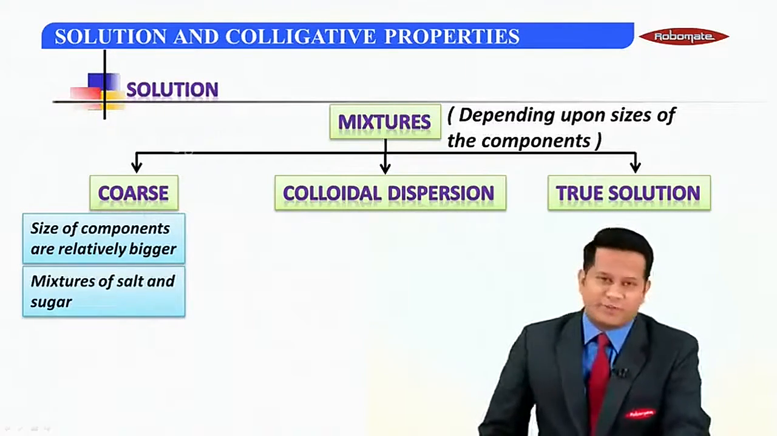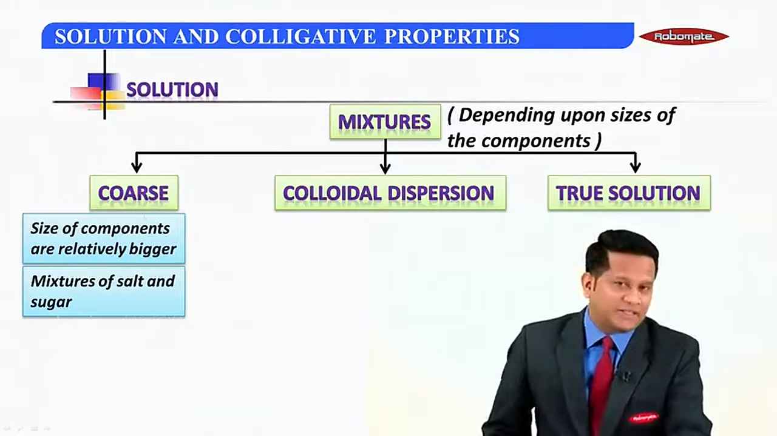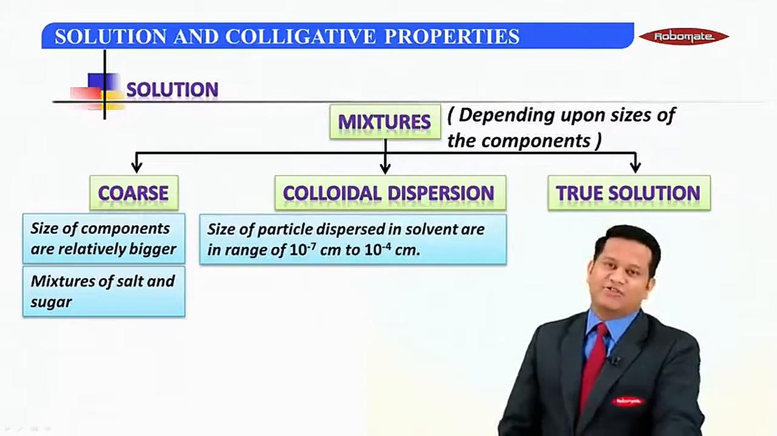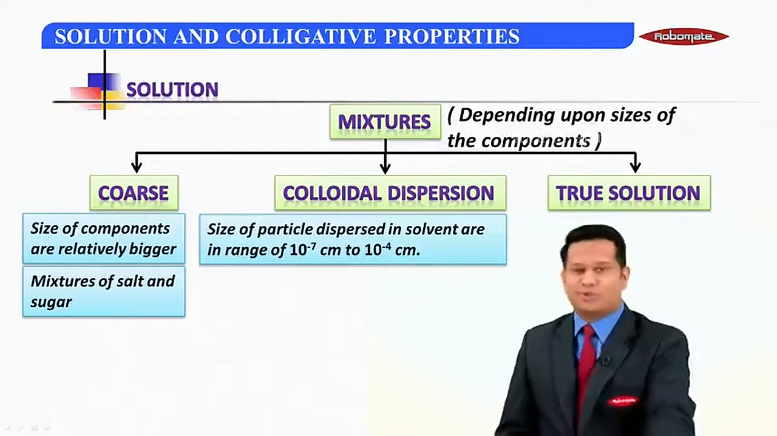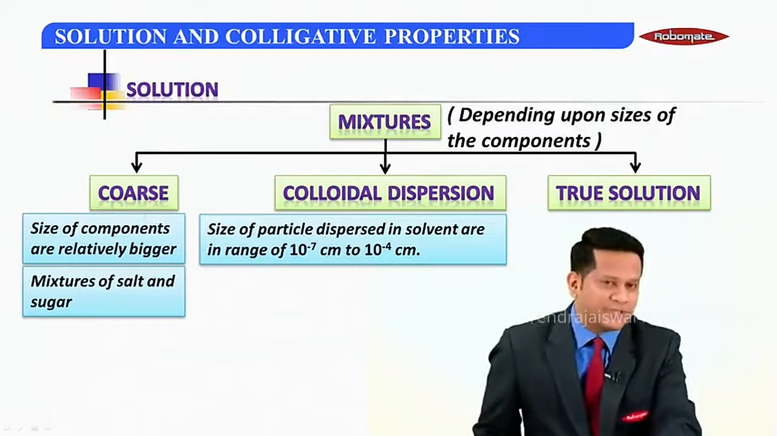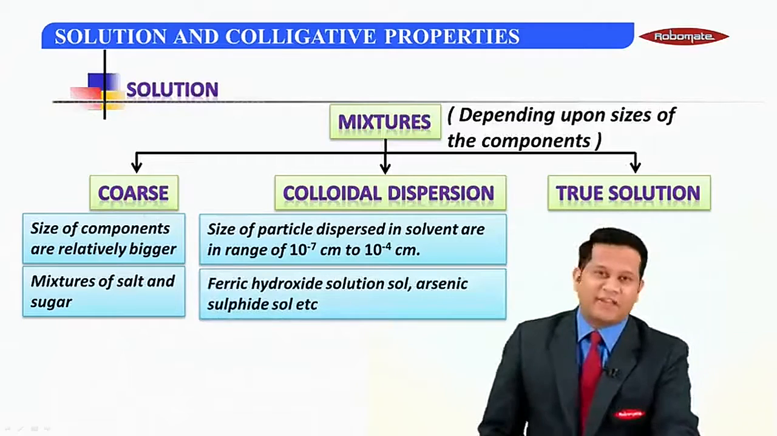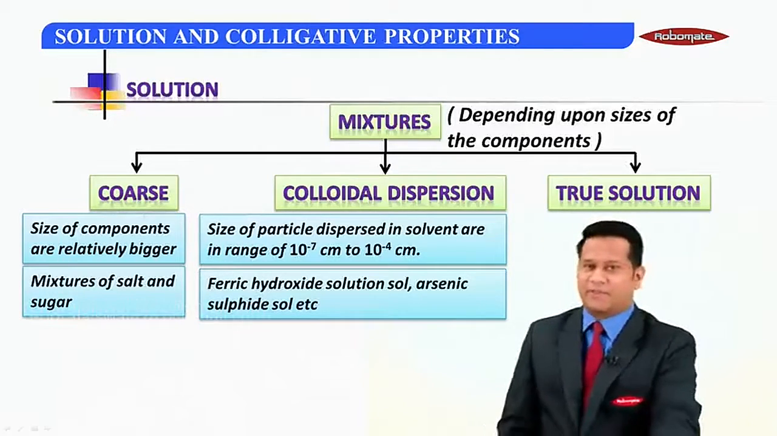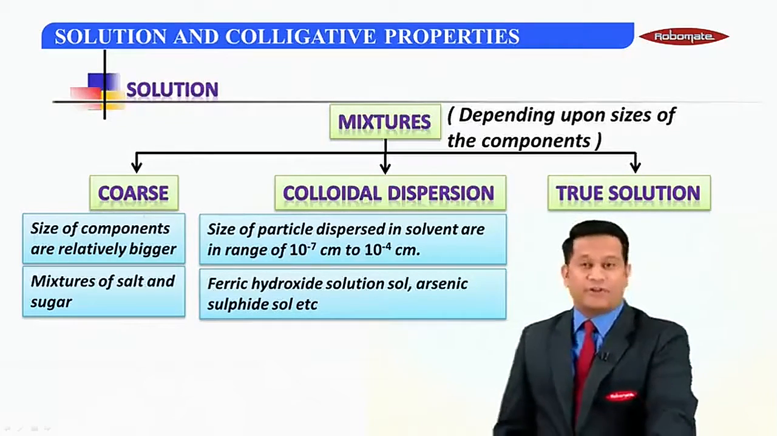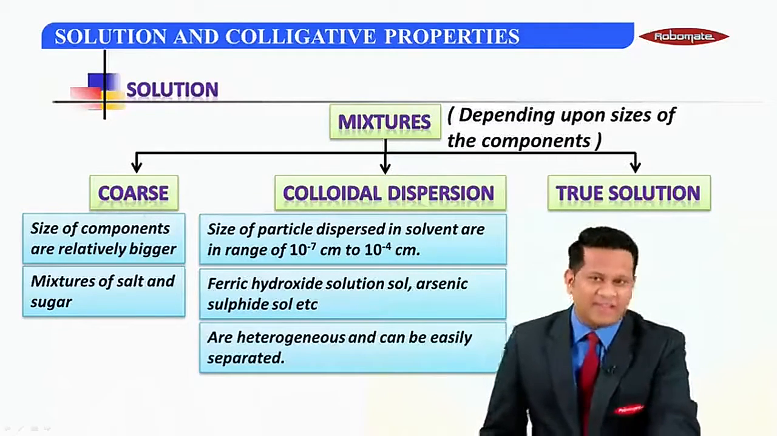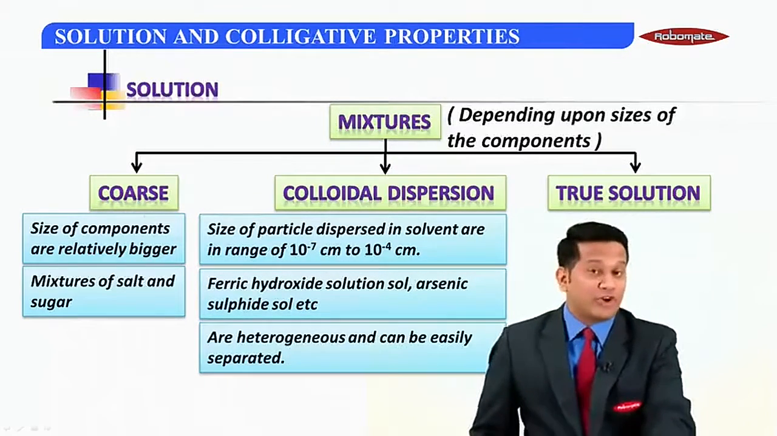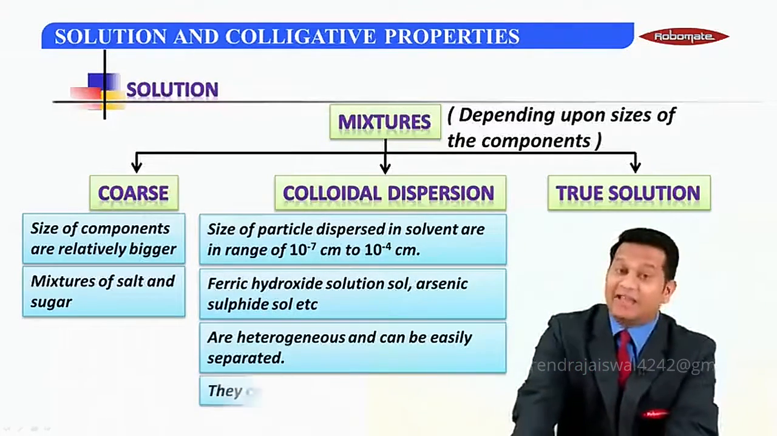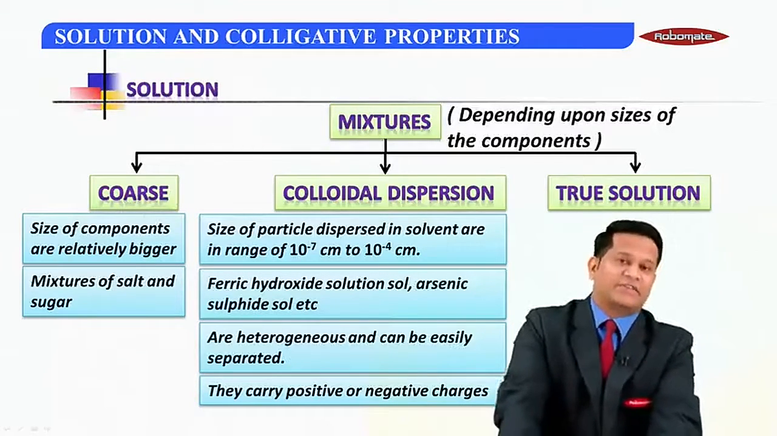If I talk about colloidal dispersion, then in this case the particles which are dispersed in the solvent are in the range of 10 to the power minus 7 centimeter to 10 to the power minus 4 centimeter. Examples of such type are ferric hydroxide sol, arsenic sulfide sol, and many more. In case of colloidal dispersion, first of all it is a heterogeneous mixture and can be easily separated. And the particles present in a colloidal dispersion carry either a positive charge or a negative charge.